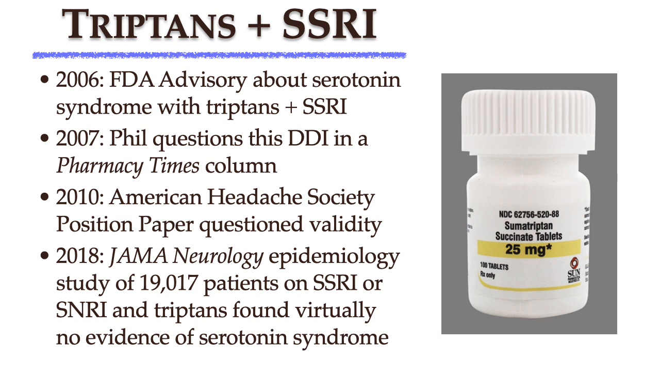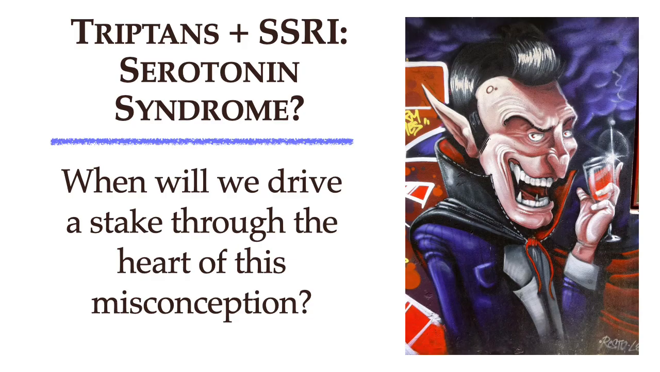2010, the American Headache Society position paper seriously questioned the validity and implied basically it doesn't happen. And finally, the coup de grace, a 2018 JAMA Neurology paper, an epidemiological study of almost 20,000 patients on SSRIs or SNRIs and triptans. They found basically no evidence of an interaction. So when are we going to drive a stake through the heart of this misconception? Now, I have it on good authority that's how we're supposed to get rid of vampires, a wooden stake through the heart.